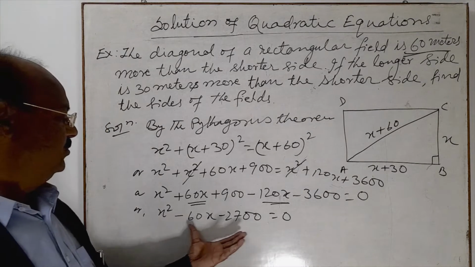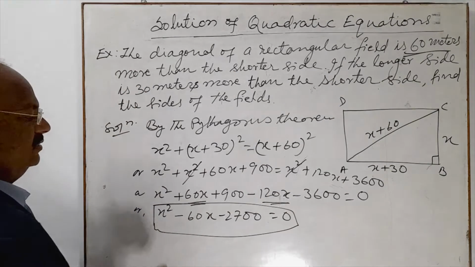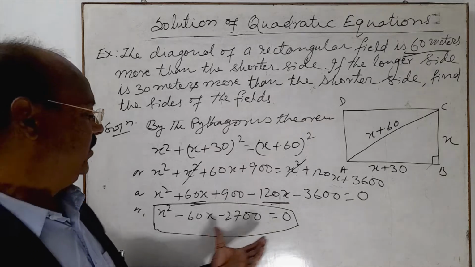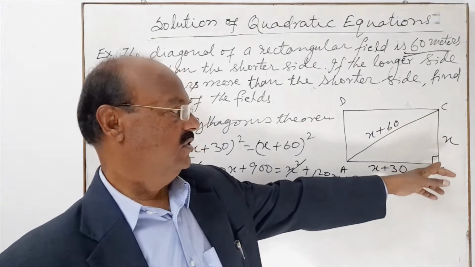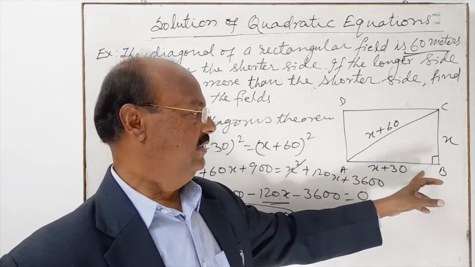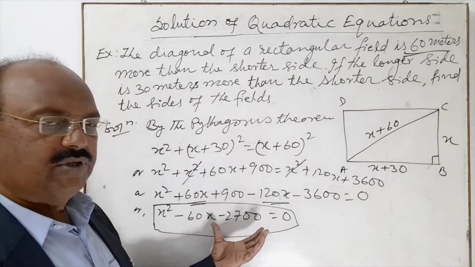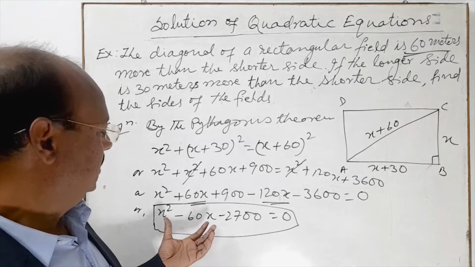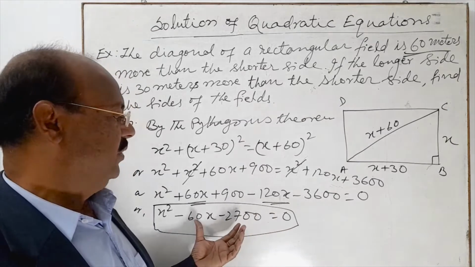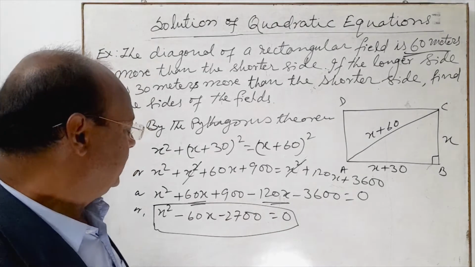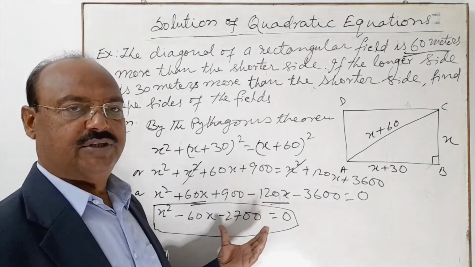So now we have to solve this quadratic equation. After simplification, we are getting this one, and after solving this quadratic equation, we will get the value of x. So we will get the length of the shorter side, and x plus 30 will give us the length of the longer side. This quadratic equation can be solved by any method: by factorization method, or by completing the square, or by quadratic formula. So let us try to solve this question. Let us use the factorization method here.